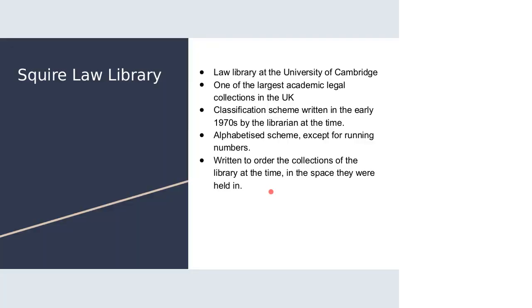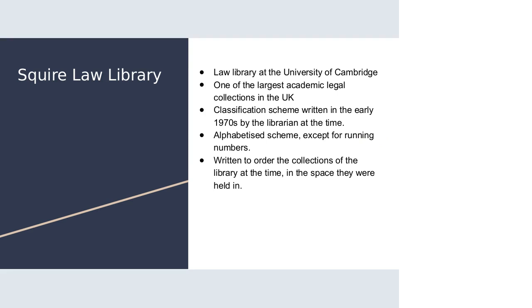So just going to give a quick background on the library. Squire Law Library is the law library at the University of Cambridge. We have one of the largest academic legal collections in the UK, and we're also included in Cambridge University Library's legal deposit status, which I'm going to come back to later. Our classification scheme was written in the early 1970s by the librarian at the time, called Willie Steiner, and it's been almost entirely unchanged since then. This is predominantly because the person who held my post before me was there for about 40 years, and I don't think saw any need to change it, which is fine.